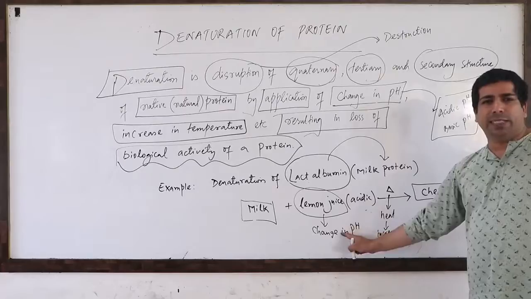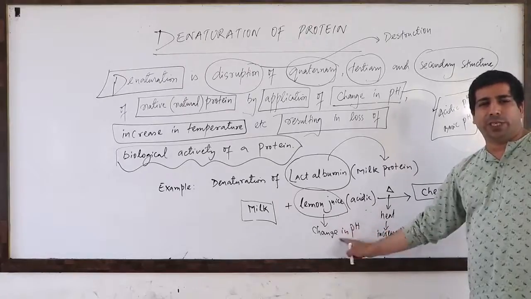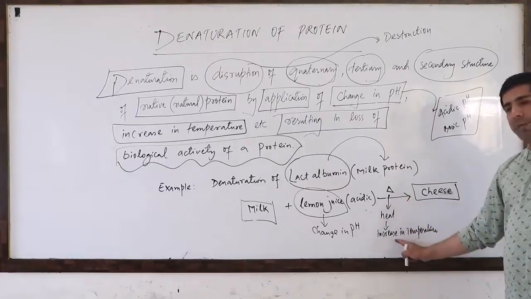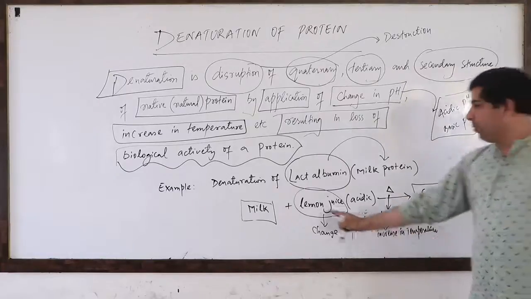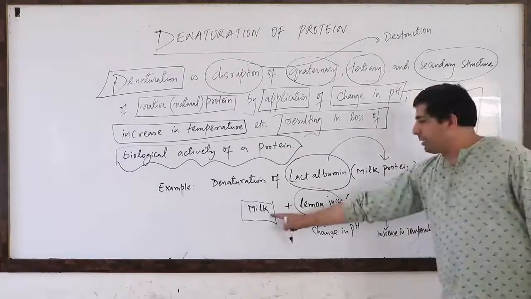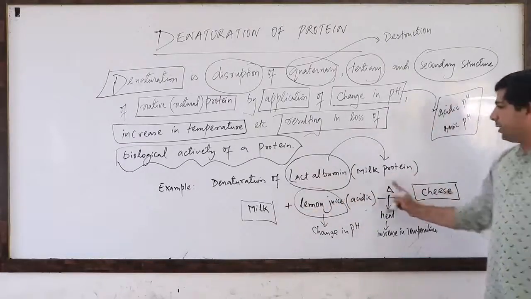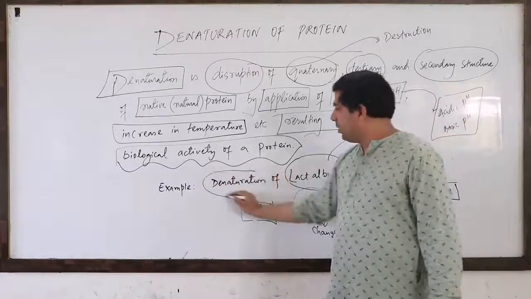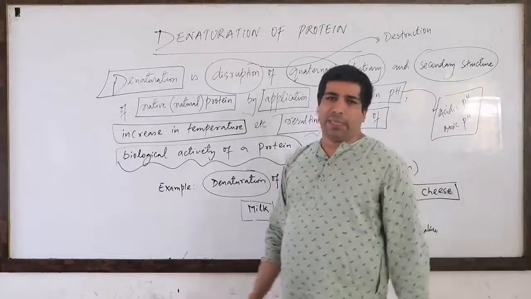So pH will be less than 7, means acidic. So you are changing the pH. Second thing, you are heating the mixture. So that means you are increasing the temperature. So your milk will change into the cheese, and while the milk is converted into cheese, this lactalbumin will become, what? It will get denatured. So that will be the denaturation of lactalbumin.